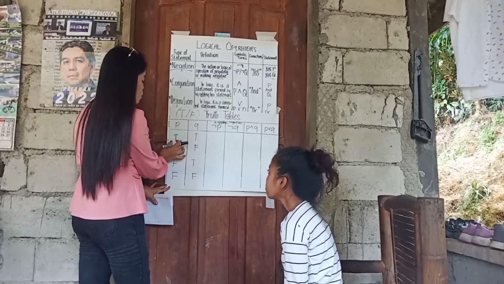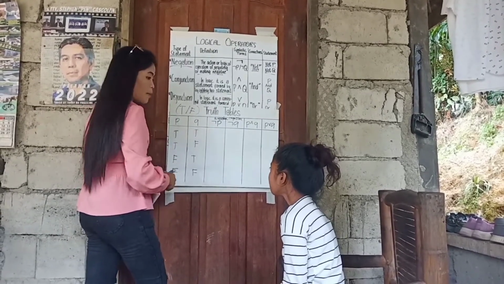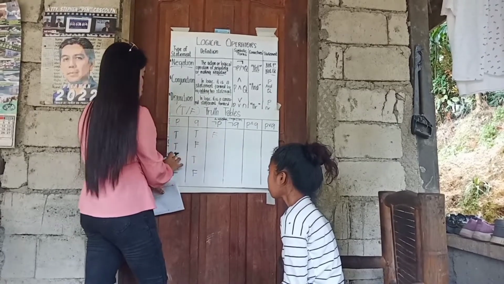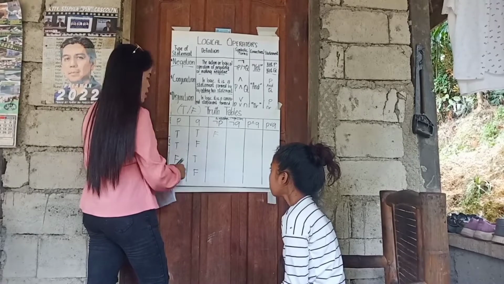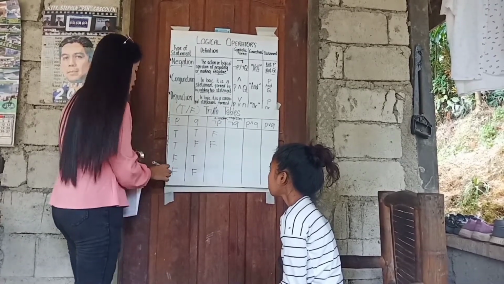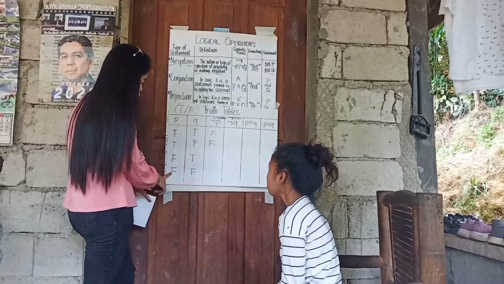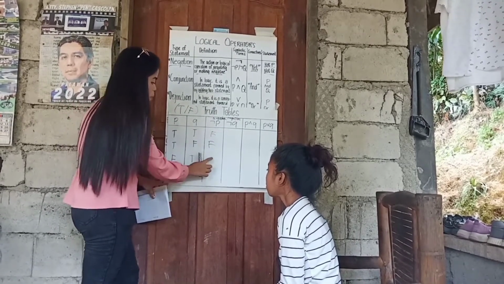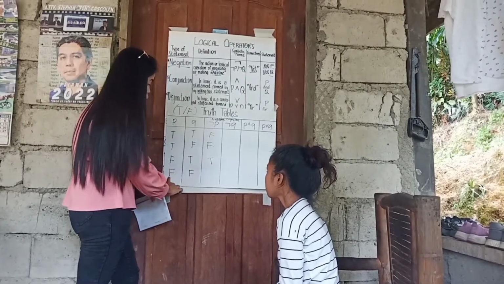So, the given value here is true. It will become the negation of P, it will become F, or false. And the second one is true again, so the negation of P is false. The third one is false, it will become true. Then the last one, false, will also become true.